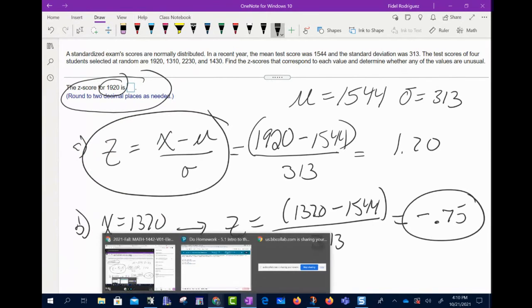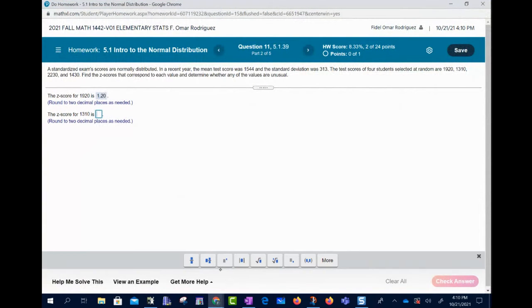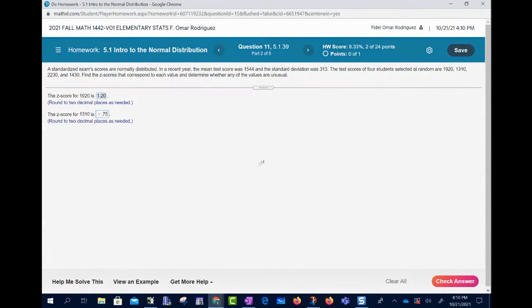Okay, so negative 0.75. Let me pull this up here. I'm going to put that value in right here. So negative 0.75. We're going to check it. All right, we're doing great here.